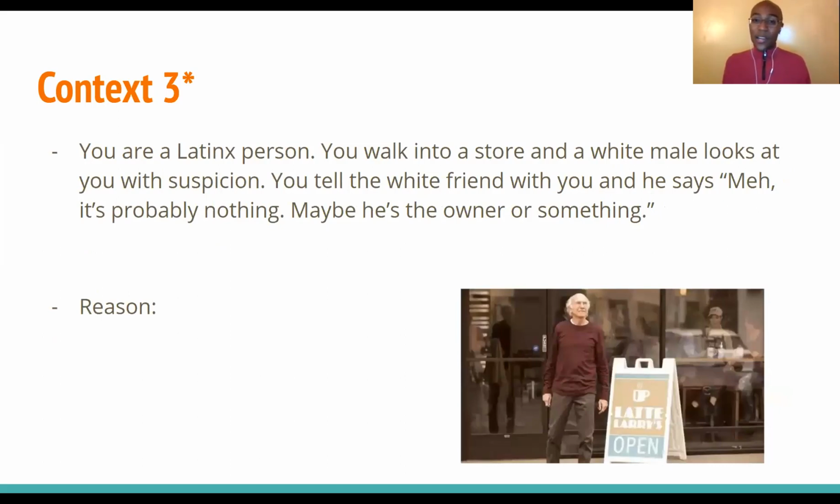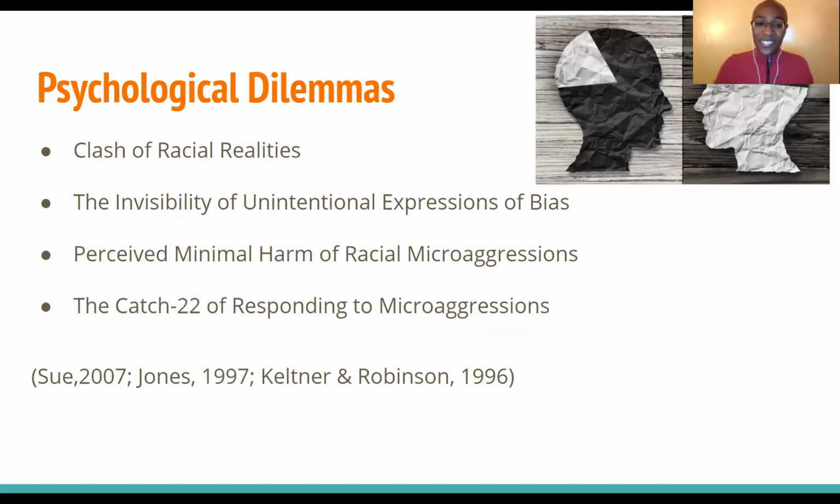You're a Latinx person. You walk into a store and a white male looks at you with suspicion. You tell the white friend with you and he says, "Man, it's probably nothing. Maybe he's the owner or something." Even the white friend who you think is a friend is saying, "Oh, well, you don't have to worry about it." But there's a clear description of criminality, and even he's seeing it without noticing his bias there. And his reason might be, oh, I think he's making sure that no one steals from his store. Obvious microaggression, but there's probably other reasons he might have said it too, and you might come up with a few. So this presents the huge kind of problem with microaggressions.